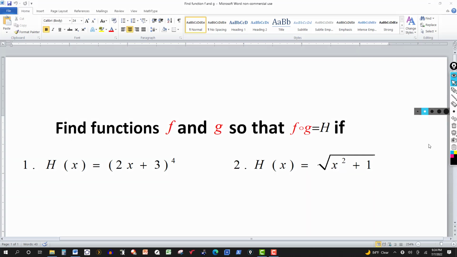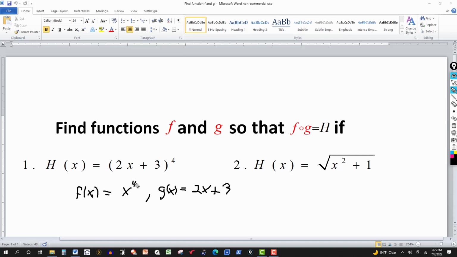Okay, let's look at these. And I want to point out that there is more than one way to work these out, or should I say there's more than one correct answer for this. But the obvious one to me would be let f of x equal x to the fourth, and we'll pick g of x to equal 2x plus 3. And that would be the solution, or one solution.